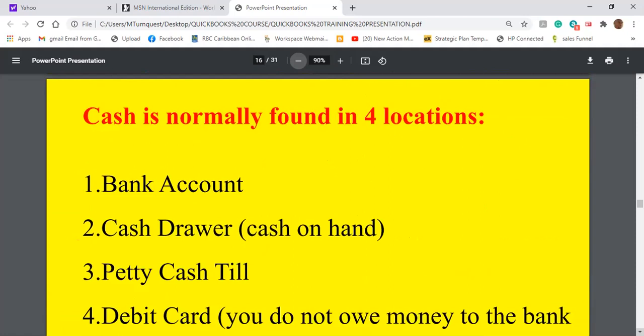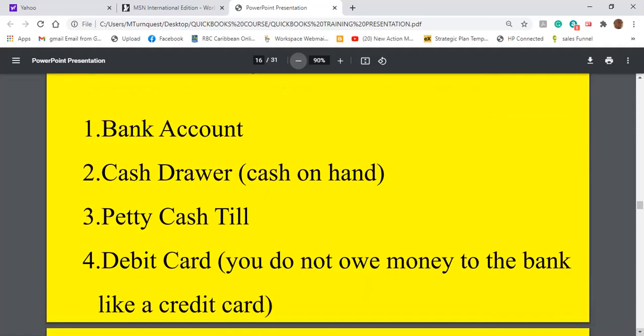4 locations: either the bank account, the cash drawer, the cash till, or debit card, not credit card now. So people say they have $20,000 cash on hand. The bank will ask them, okay, tell me exactly which of these 4 categories your cash is in. That's how you will know if the person tells the truth or not, because they have to explain to you exactly what the cash position is in these 4 areas.